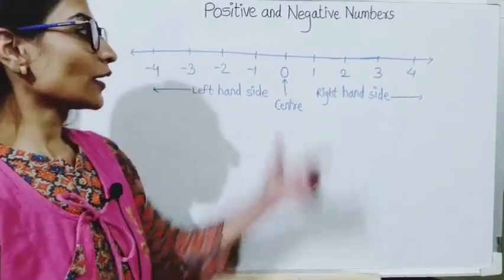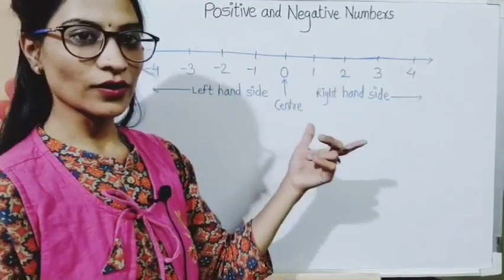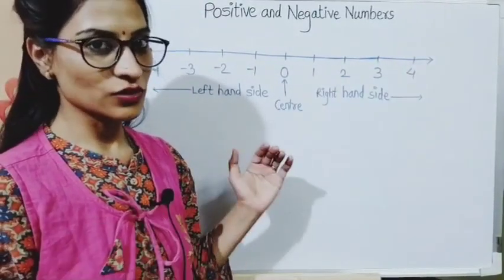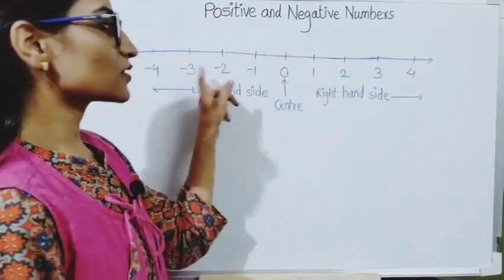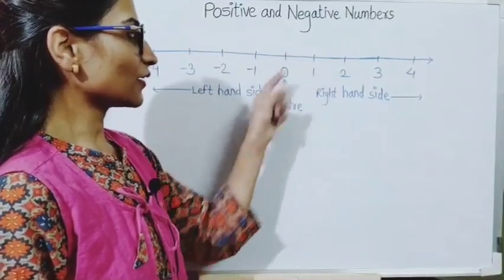So here is one number line. This is a line. Line means what? We can extend it on both sides. On this number line some numbers are situated, and at the center of this line there is a 0.